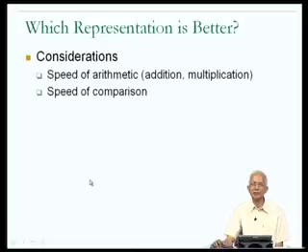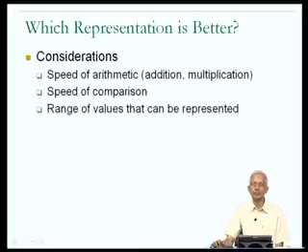Another consideration which might come into play is the speed of comparison. How quickly can a circuit determine whether one value is greater than or less than another value? So this is another operation for which a circuit might have to be built, and therefore the speed of that circuit might be critical in determining which of these representations is better for the execution of programs. Another factor that might come into play is the range of values that can be represented.